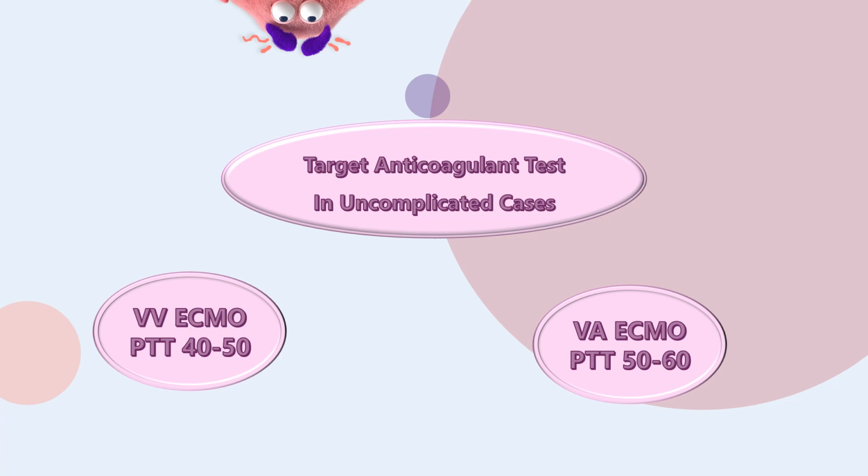It needs higher anticoagulation. Why? Because the return cannula will be exposed to the aorta, and that can lead to atheromatous plaque and formation of thrombus. So the one that needs higher anticoagulation is VA ECMO.